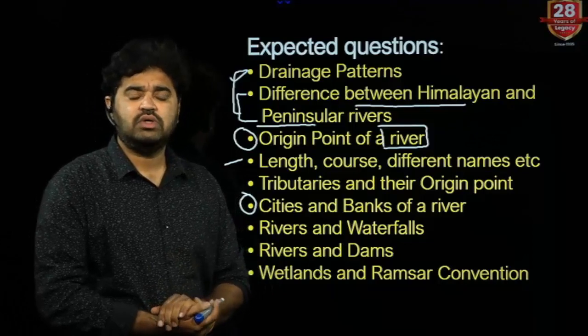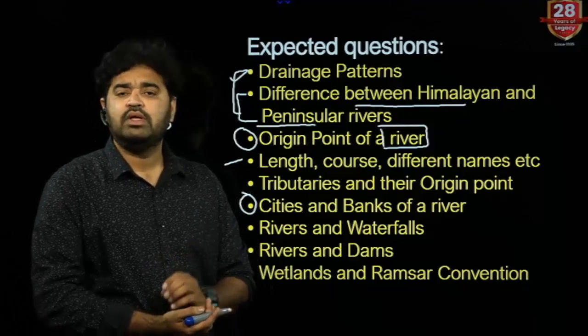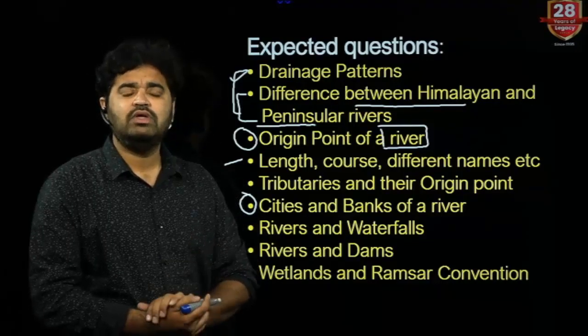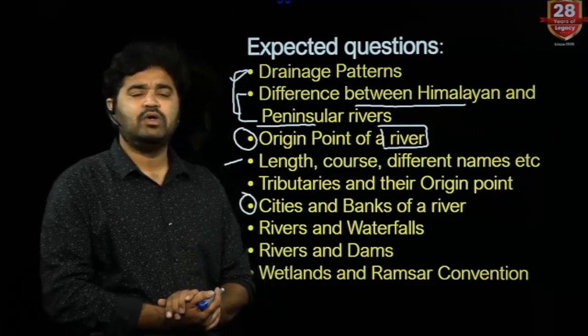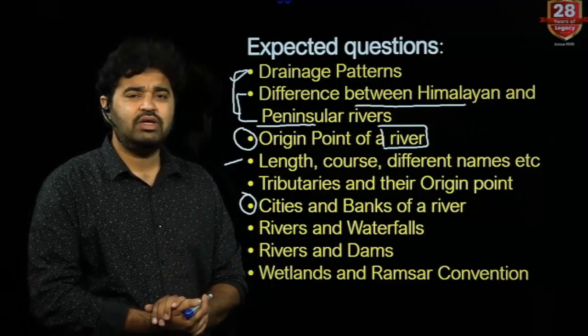Shravasti waterfalls or Shravasti river, Jog waterfalls, waterfalls. A waterfall is a part of geomorphology. A waterfall is formed because of a river. So, so and so waterfall is on which river?